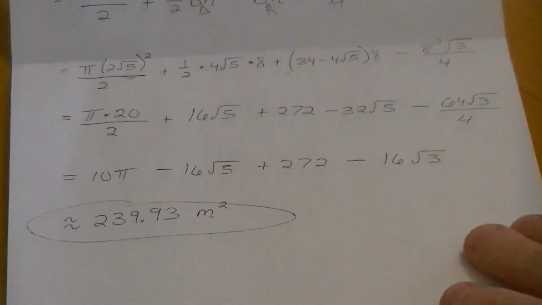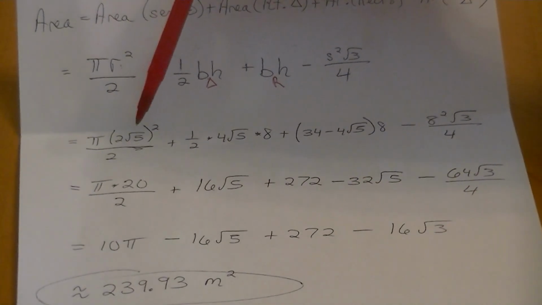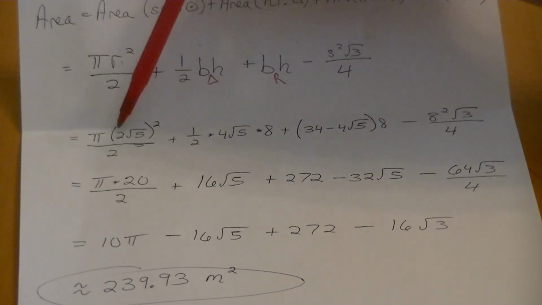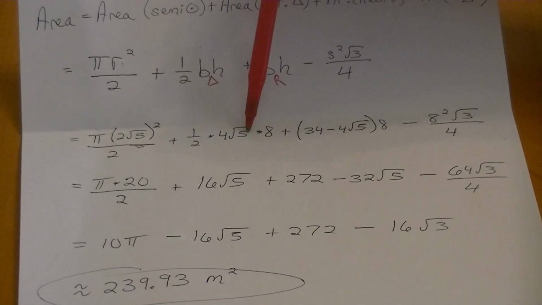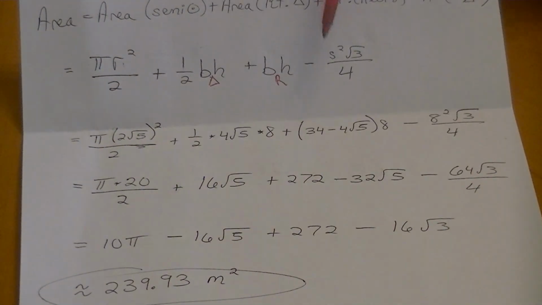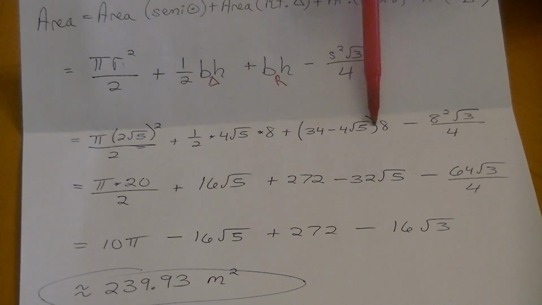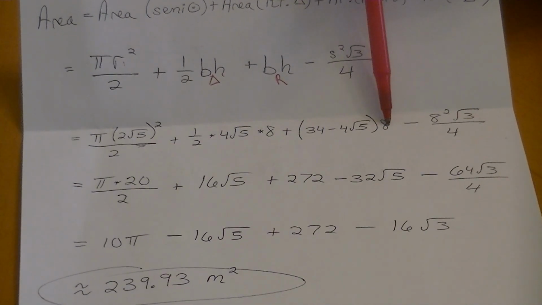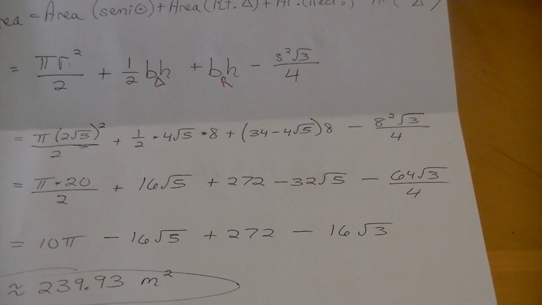So after I've written my formulas, now it's just a matter of substituting. The radius from the picture I just showed you is 2 root 5. Notice the parentheses because I'm squaring the entire number. Base of the right triangle was 4 root 5, Pythagorean theorem, the height was given. There's the base of the rectangle. Notice I put that in parentheses because I have to multiply that entire base times the height of the rectangle, which was 8. And then there's the side squared root 3 over 4 for the equilateral triangle.